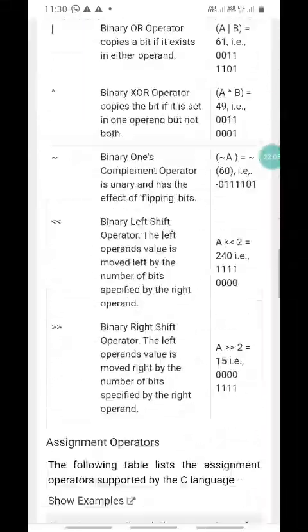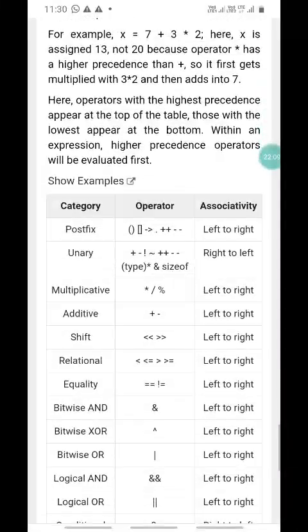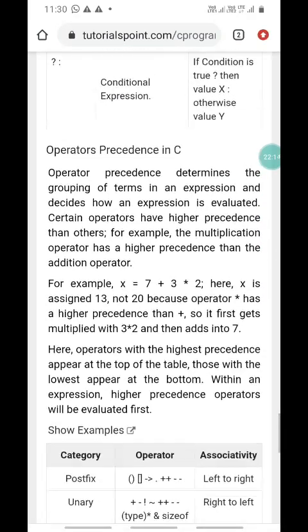So the next topic is associativity and operator precedence in C. Operator precedence determines the grouping of terms in an expression and decides how an expression is evaluated. Certain operators have higher precedence than others. For example, the multiplication operator has a higher precedence than the addition operator.